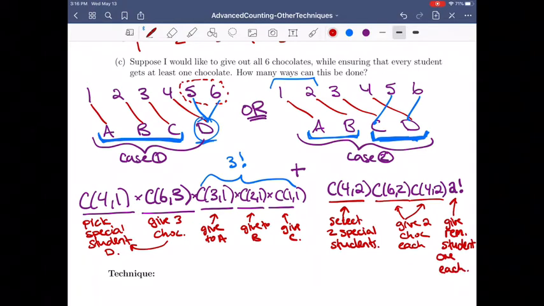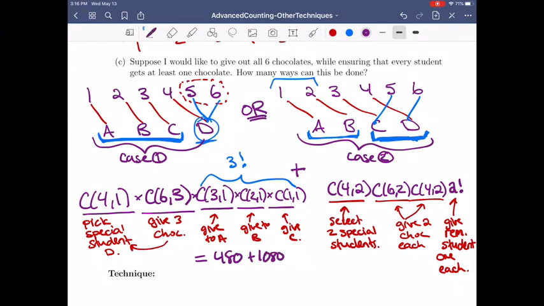Then if you compute this, it's going to be 480 plus 1,080. So there's going to be 1,560 ways to give out the chocolates.